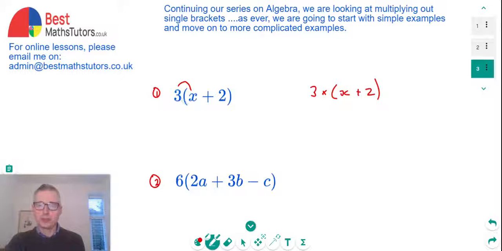So first of all, I'm going to do the 3 times the x, and that will give me 3x. And then I'm going to multiply the 3 and the 2 together. So 3 times 2 will give us 6. So that's a positive 3 and a positive 2, which will give us a positive 6. So that's that first one done.